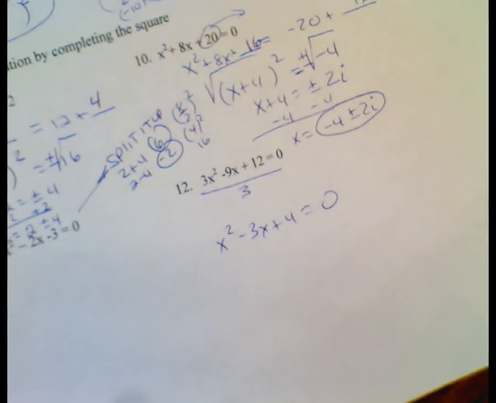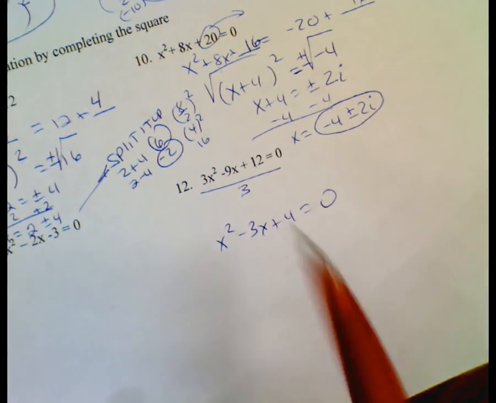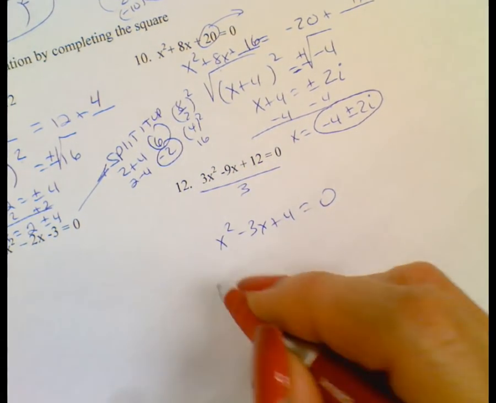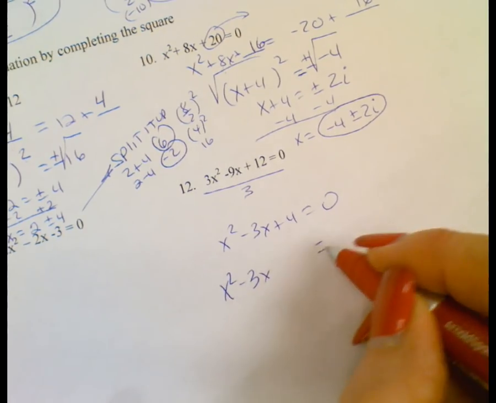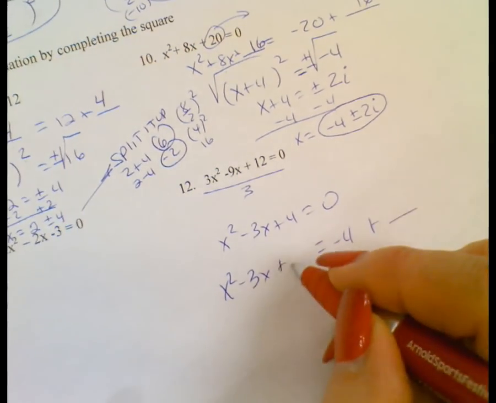So we have this. So now it's easier already. You don't even have to worry about this 3 up here. This is what we're working with. So keep this on this side and subtract the 4 on this side.